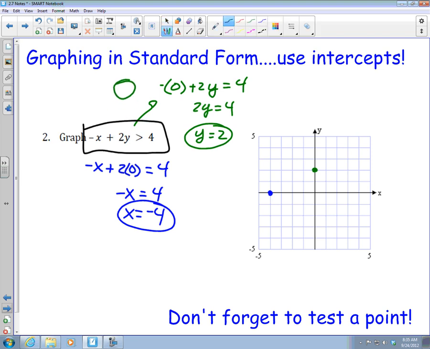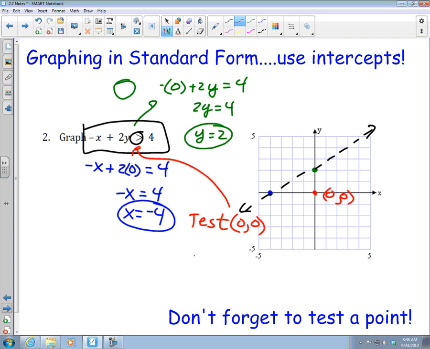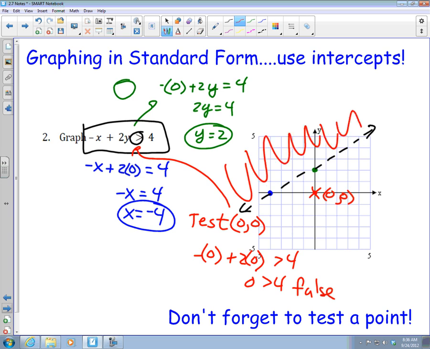But going with the original equation, it's greater than, so it's going to be a dotted line, my boundary. And then we need a test point again. Well, I'm going to use 0, 0 again as my test point. Plugging them into the original equation. Negative 0 plus 2 times 0 is greater than 4. So 0 is greater than 4. This is false. So again, I shade above.